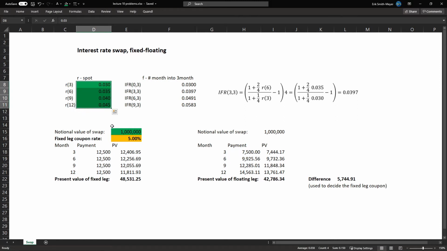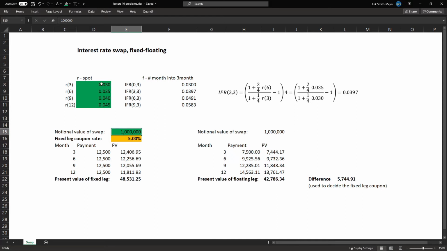Okay. What we are also given is the notional value of the swap. This notional value would often be set equal to or very close to the value of the bond you would like to change from a floating rate bond to a fixed rate, or from a fixed rate bond to a floating rate bond.